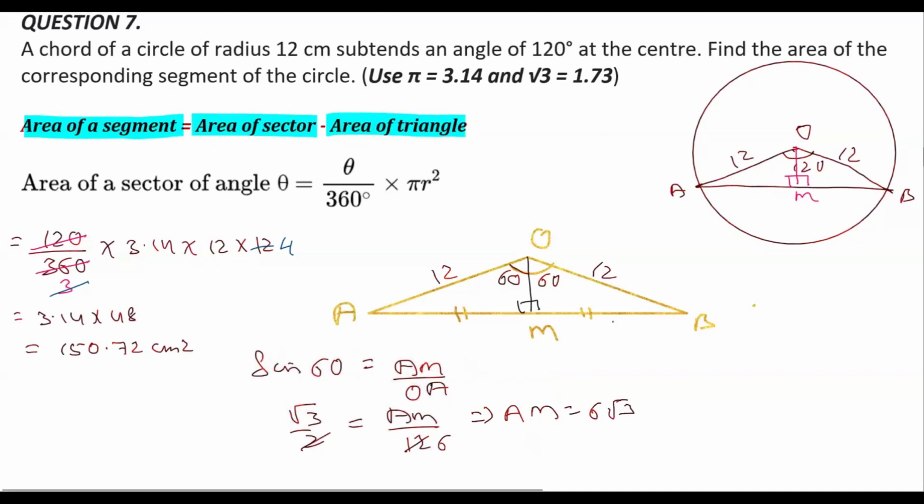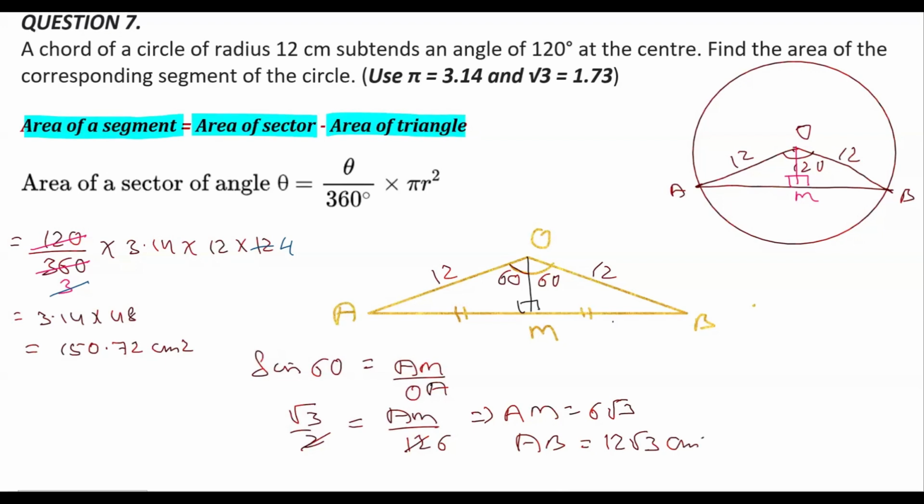Now check, we have already discussed that here AM is equal to MB. So we can now straight away say that AB will be twice of AM. So that means the length of the base here, AB, is what? Twice of this will be 12 root 3 centimeter. Now we got the base here.